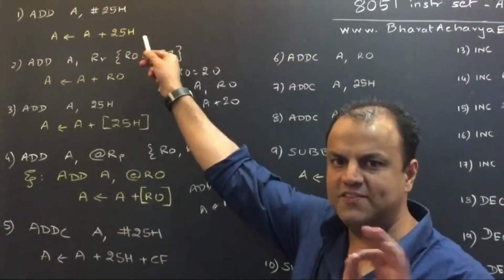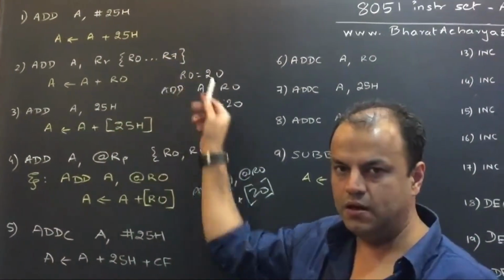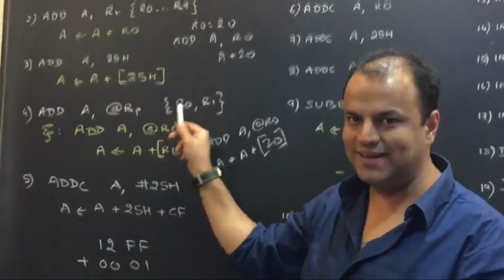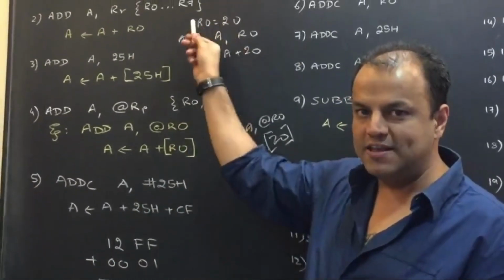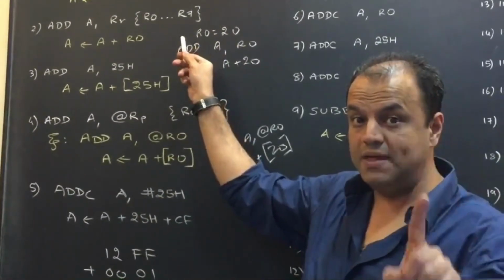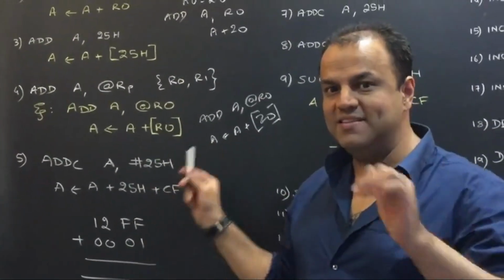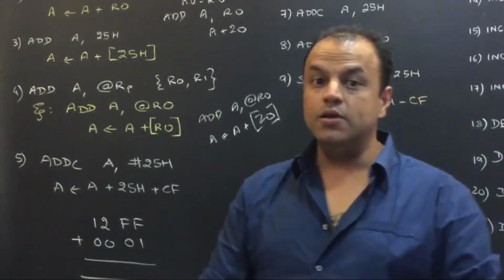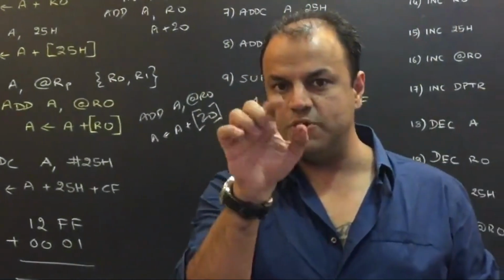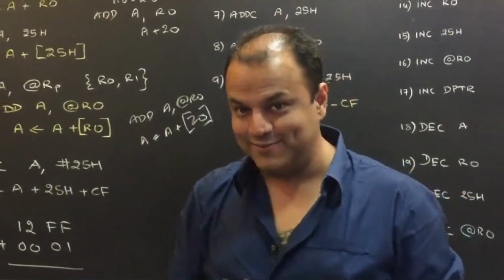Number with hash means it is the data. Number without hash means it is an address. Register without any @ means it gives data. Register with an @ means it gives address. Are you clear? You put an @ with a register and you put a hash with a number. Don't interchange the two. Okay?